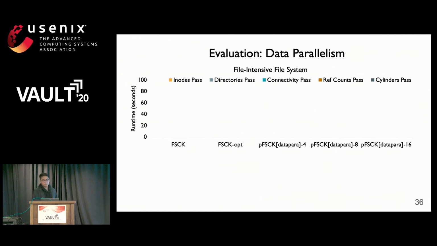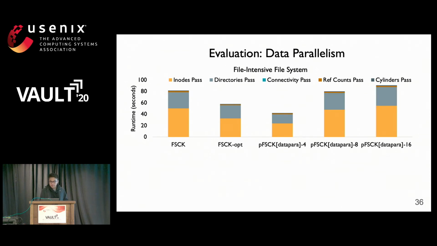So first, we'll evaluate the performance on a file-intensive system. Here on the x-axis, we have the different configurations, and on the y-axis, we have the runtime. For the vanilla FSCK, we see that the runtime ends up being around 81 seconds. We see that this decreases with the optimized FSCK and improves by around 20 seconds. Lastly, we have pFSCK that improves runtime and ends up being around 42 seconds with multiple threads, more specifically 4 threads. Based on this, we see that pFSCK's data parallelism improves performance by 2x.